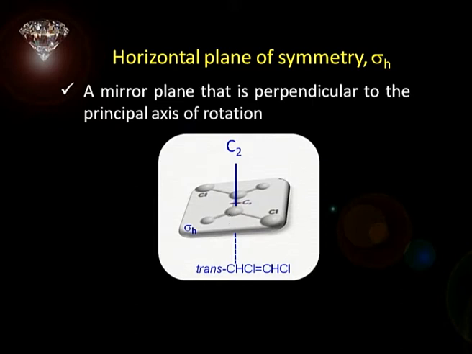Now if I look at this plane, the molecular plane itself, and reflect the molecule, then as in the case of water, here also if I pass this plane through the molecule, the upper part of the molecule will reflect to the lower part of it. That means this will be a planar symmetry. And since this planar symmetry is perpendicular to the C2 axis, which is the principal axis of symmetry in this case, this will be a horizontal planar symmetry called sigma h.